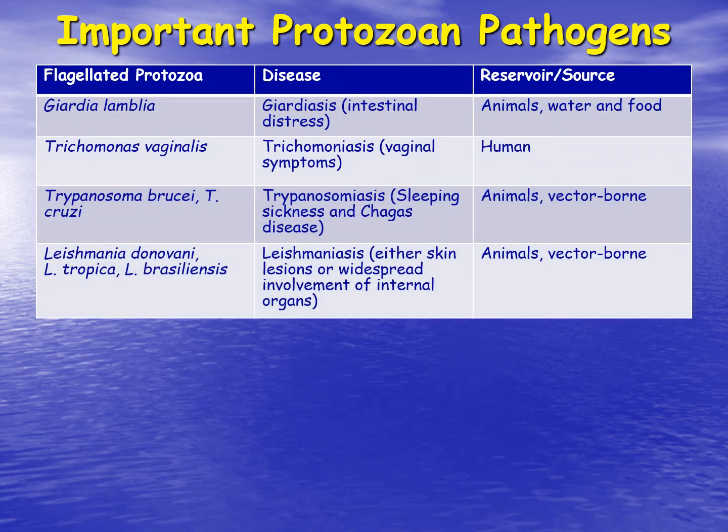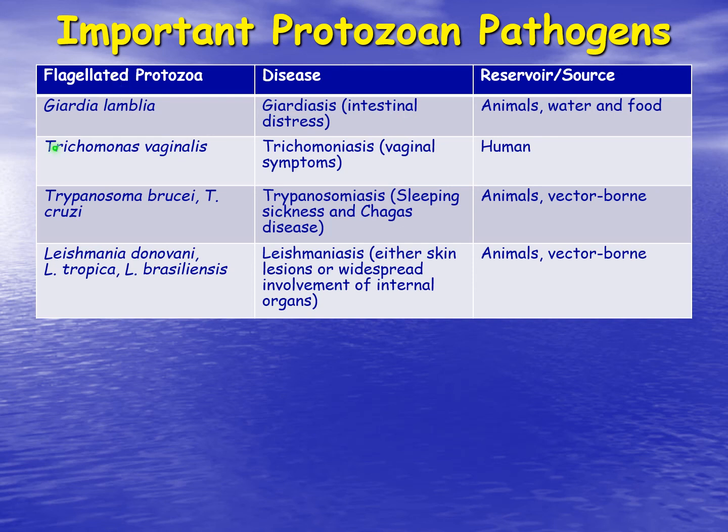Of the flagellated protozoans, one of the big ones is Giardia lamblia. This causes giardiasis, also referred to sometimes as Montezuma's revenge or traveler's diarrhea. The reservoirs for this are certainly animals, other humans, fecally contaminated water or food. This causes, again, a severe watery diarrhea that can last for several days and cause severe dehydration.